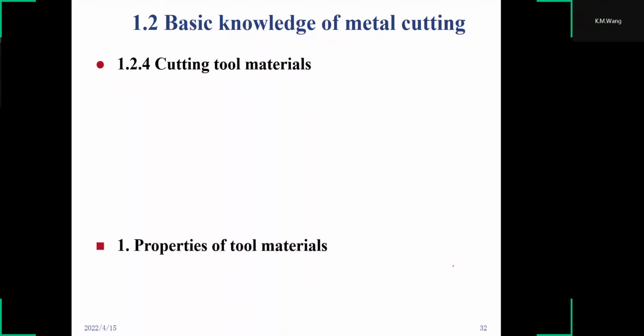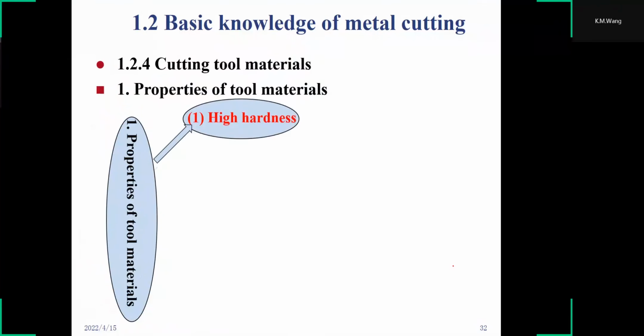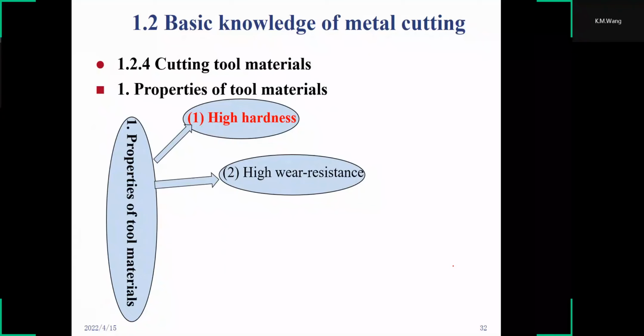For cutting tool materials, what properties should tool materials have? One is the tool materials should have high hardness, due to the tools should cut the workpiece. If the tools don't have a high hardness, they can't cut other materials. Okay, and then the tool materials should have high wear resistance. If the tool materials don't have a high wear resistance, they can't cut other materials.